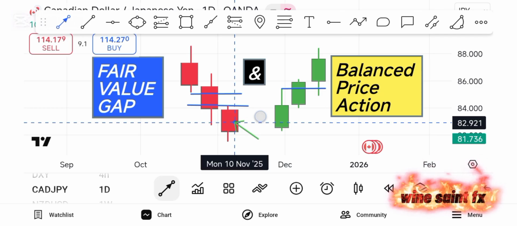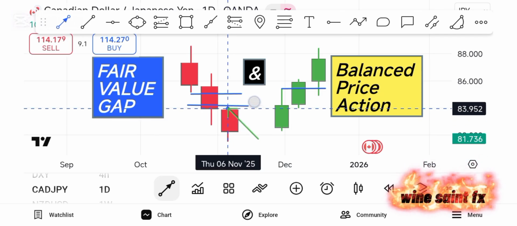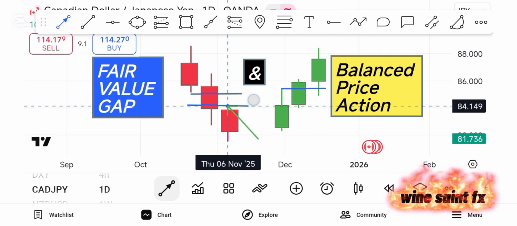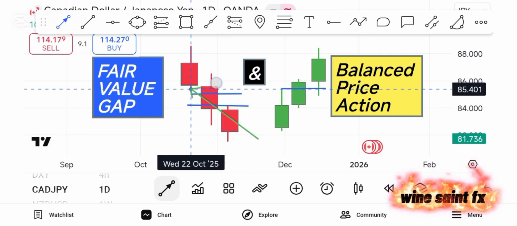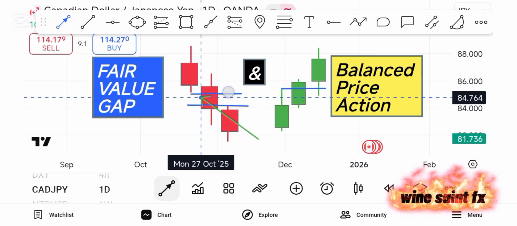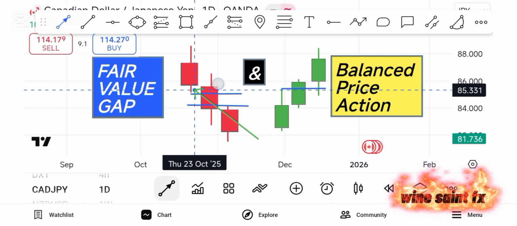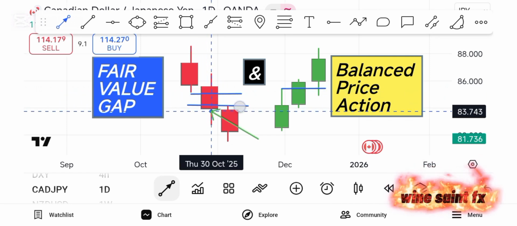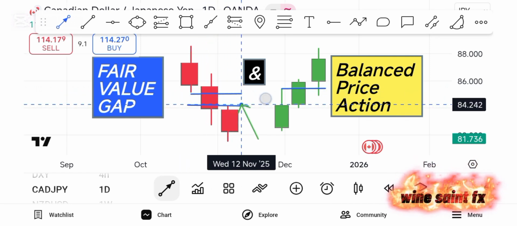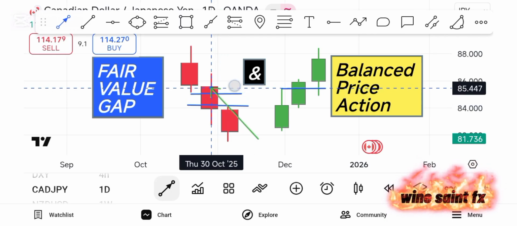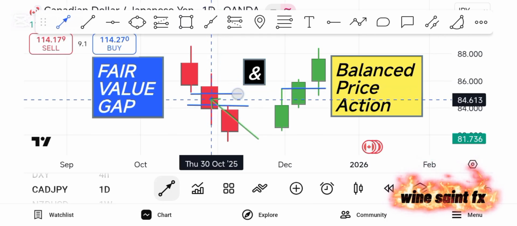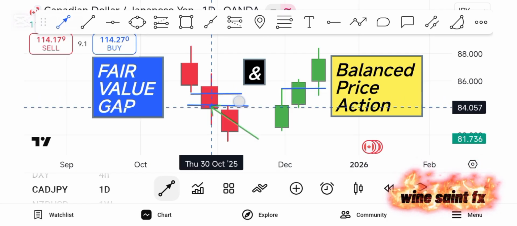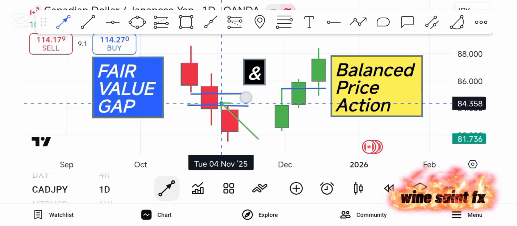And to know a fair value gap, you must look at the wicks formation. This shadow here and this shadow here of the first candlestick. So when you count those three candlesticks, the wick of the first candlestick and the third one must not be connected at any point. They are not mitigating each other, and that's where a fair value gap is formed.